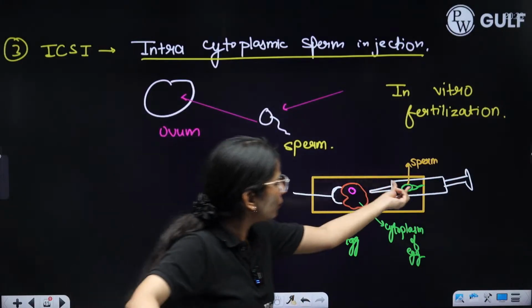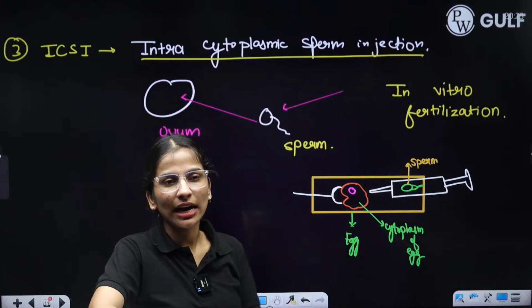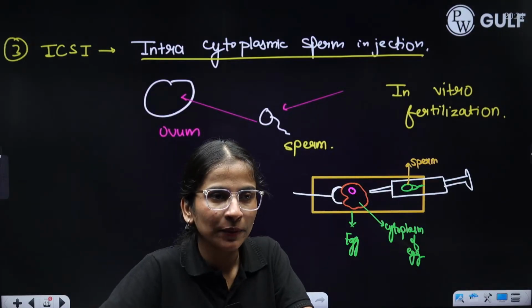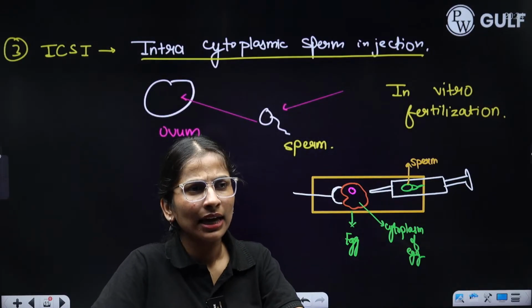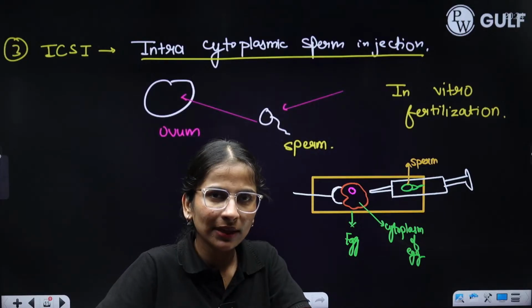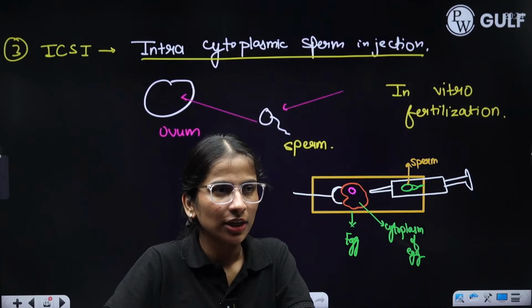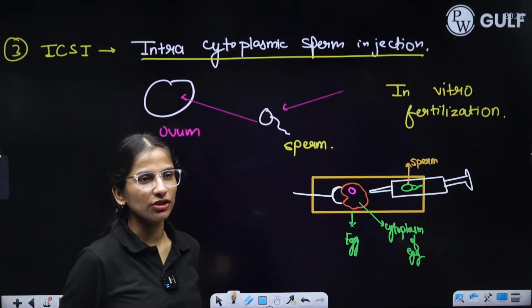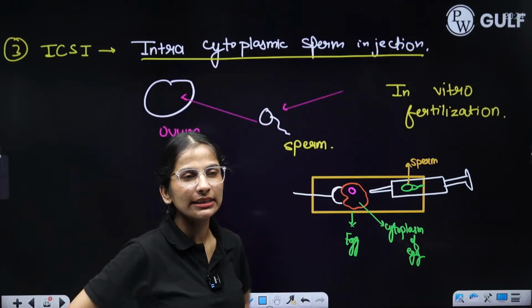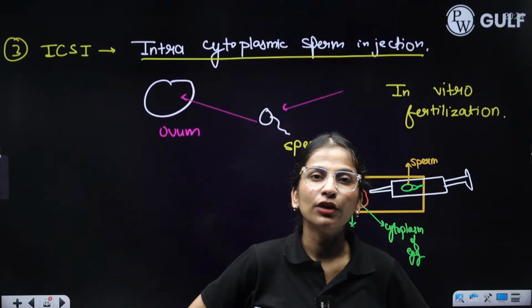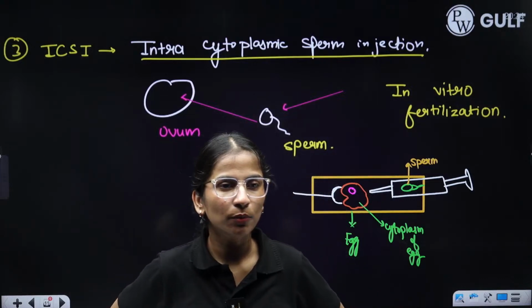Hence what we can do, we can bring the sperm directly to the cytoplasm of the egg and transfer it inside, and once transfer is done, obviously the nuclei will fuse and a zygote will be created. Okay, so that is intracytoplasmic sperm injection. By injecting sperm inside the cytoplasm of the ovum, we are making the process of fertilization possible.